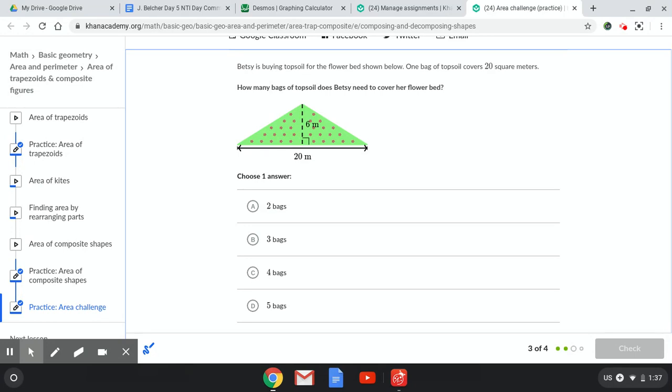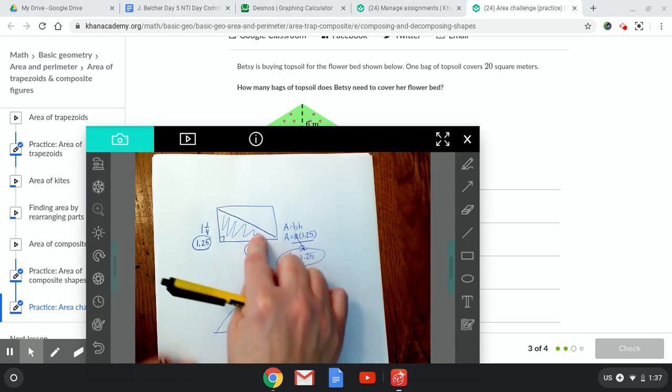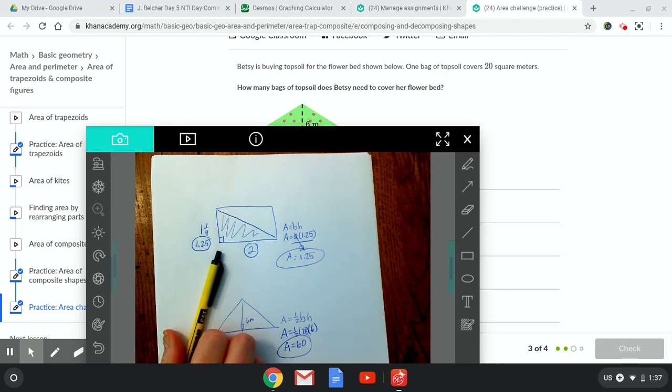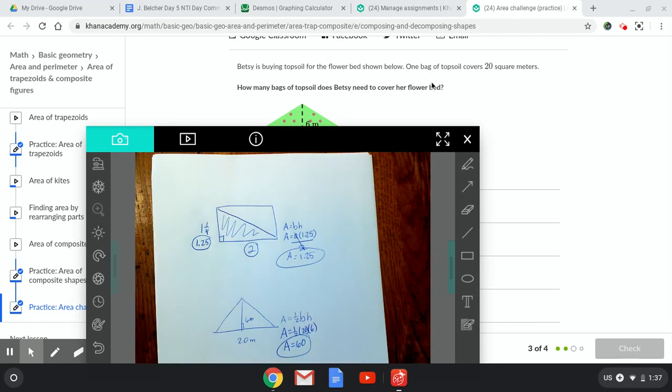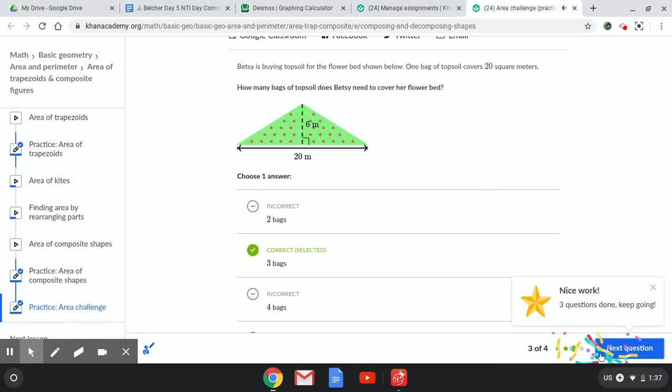Just like up here, when I was doing this rectangle, if I take it in half, I just do 1/2 base height. So area equals 1/2, 20 times 6. Okay, if I'm doing this in my head, half of 20 is 10. 10 times 6 is 60. So I'm going to try that. I better be careful here because it says one bag of topsoil covers 20 square meters. So if I divide that by 20, I'm seeing 3 bags. So let's try that. Hopefully I'm right here. Yay.